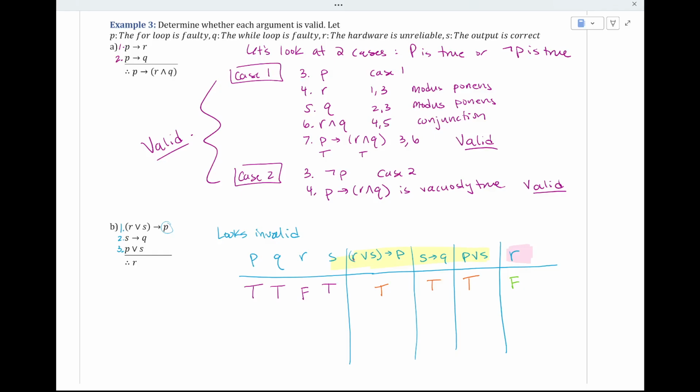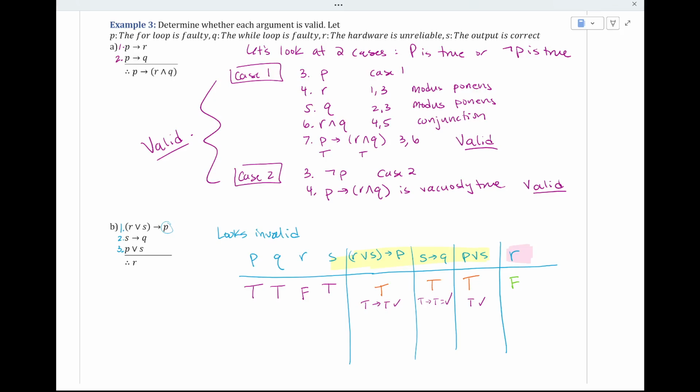So let's see. So now let's double check to make sure that what I wrote here is going to lead to this outcome over here on the right. R or S. R or S is true. Therefore, P, which is also true. So this is true implies true, which is true. All right. S implies Q. True implies true, which is also true. Okay, that's good. P or S, they're both true. True or true is true, so that's right.